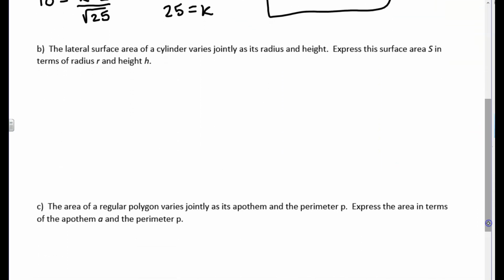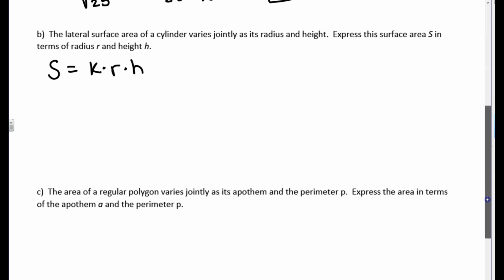All right, let's look at the next one. The lateral surface area of a cylinder varies jointly as its radius and its height. So my lateral surface area of a cylinder, I'm going to call that L, varies jointly, so K times its radius and its height. Express the surface area S, oh, sorry, they said S. Let me change my variable there, guys. Sorry about that. Surface area S in terms of R and H. Well, that's my equation. I don't have anything else to do. They just wanted this basic equation expressed. And there it is. S equals K times R times H.